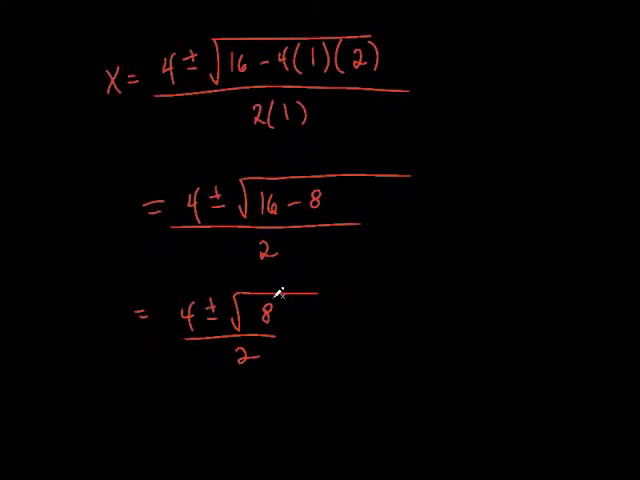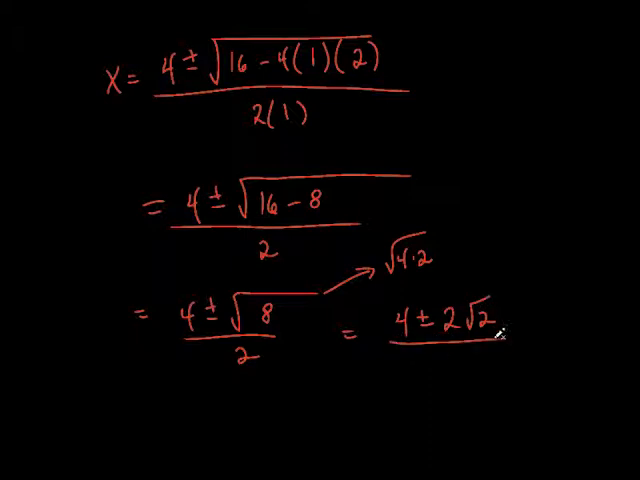Remember, we have to simplify our answer. Square root of 8 is not simplified. How can we write the square root of 8? 4 times 2, right? You see that? So look what it's going to get. It's going to be 4 plus or minus, what is this? 2 square root of 2, right? Over what? 2. Do we leave it like that?